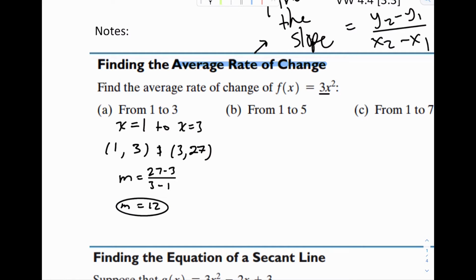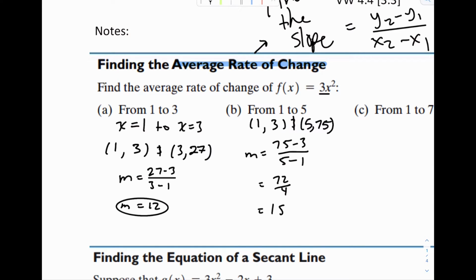So let's try the next one. From 1 to 5, so I'll just write that 1 comma something and 5 comma something. Plug in 1, that would be 3 again. Plug in 5, that would be 75. And now we'll do the same process. M is equal to 75 minus 3 over 5 minus 1. That is 72 over 4, which is 18.